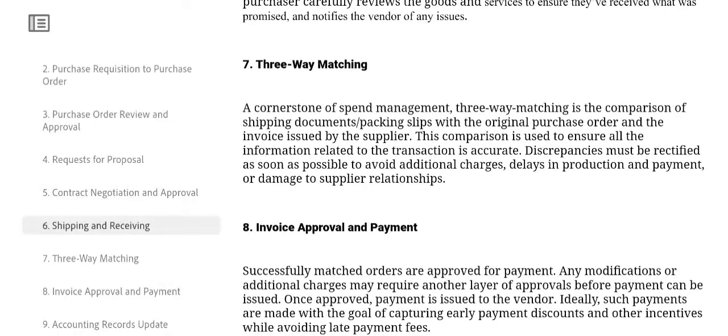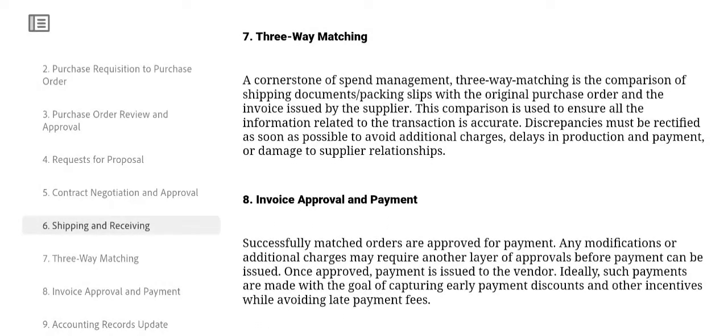After that, there is a step of three-way matching. This is a very interesting step, a cornerstone of spend management. Three-way matching is the comparison of a shipping document, the packing slip, with the original purchase order and the invoice issued by the supplier. This comparison is used to ensure all the information related to the transaction is accurate.